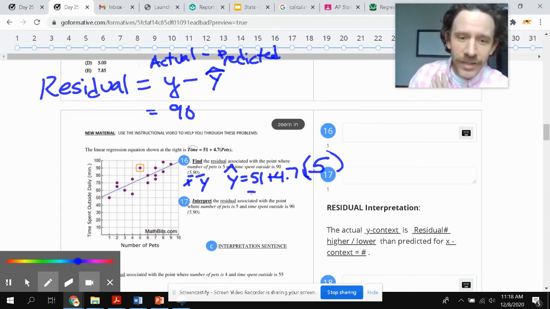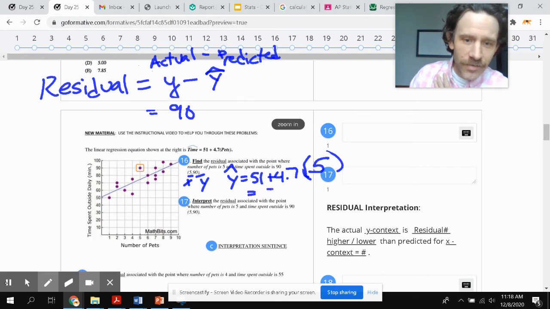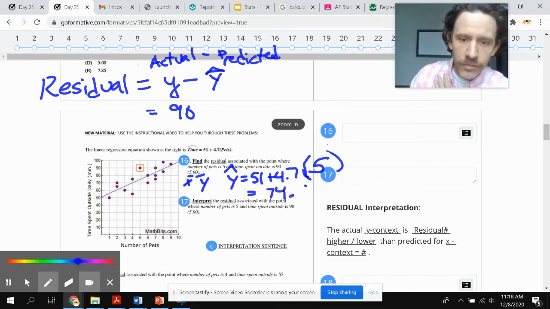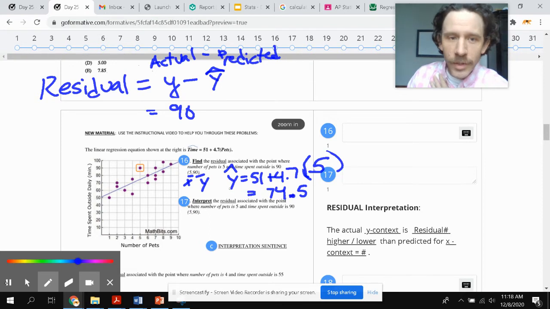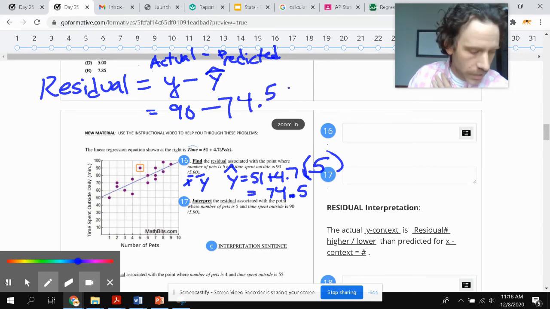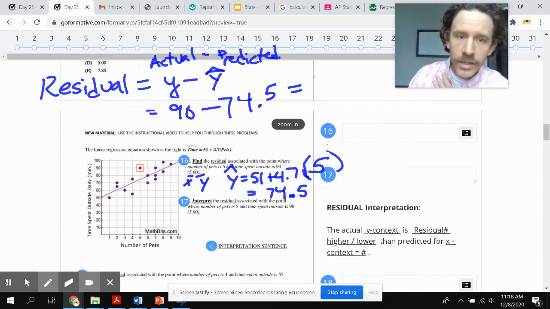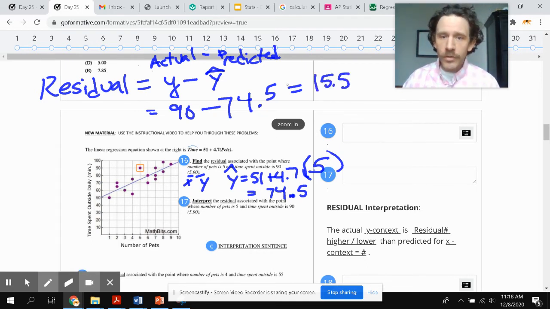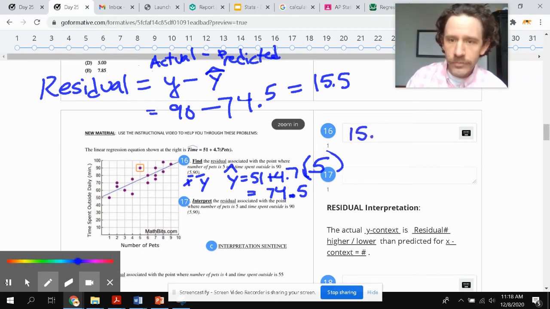We get an answer of 74.5. That's my y hat. So now I can take that number and subtract it, and I've got 74.5 here. And we've got our answer, which is 15.5. Okay, so that's important. Our residual is a positive 15.5, which makes sense, right? The point here is above the predicted line.